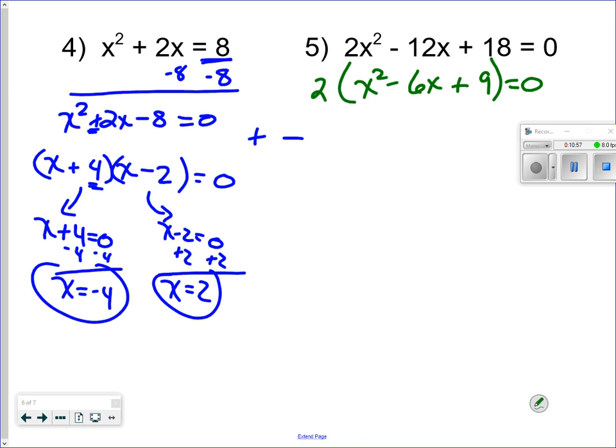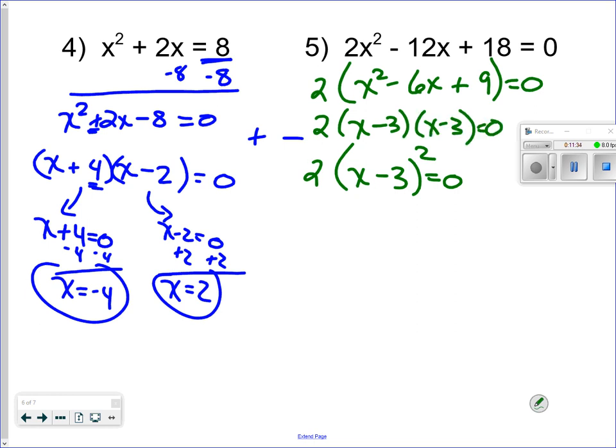This is a simple trinomial, and if you notice 9 in the back, that's one of your perfect squared numbers. So maybe this is one of your perfect squared tricks. Two numbers that multiply together to give you 9, 3 and 3. Do 3 plus 3 give you 6? Yes. So you can write this as 2 parentheses x minus 3 squared equals 0. Or if you choose, you can just write it as x minus 3 times x minus 3 equals 0.